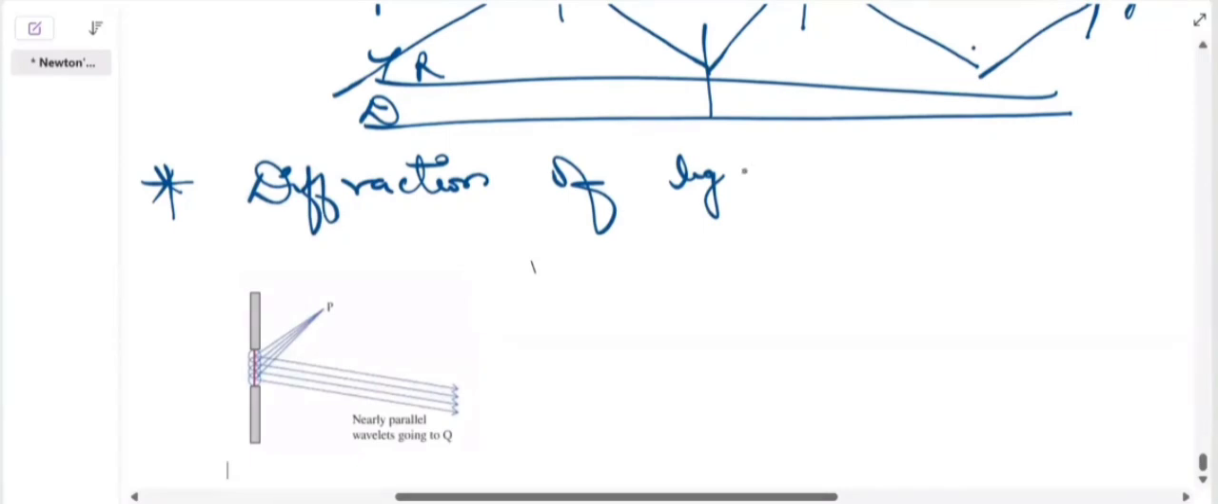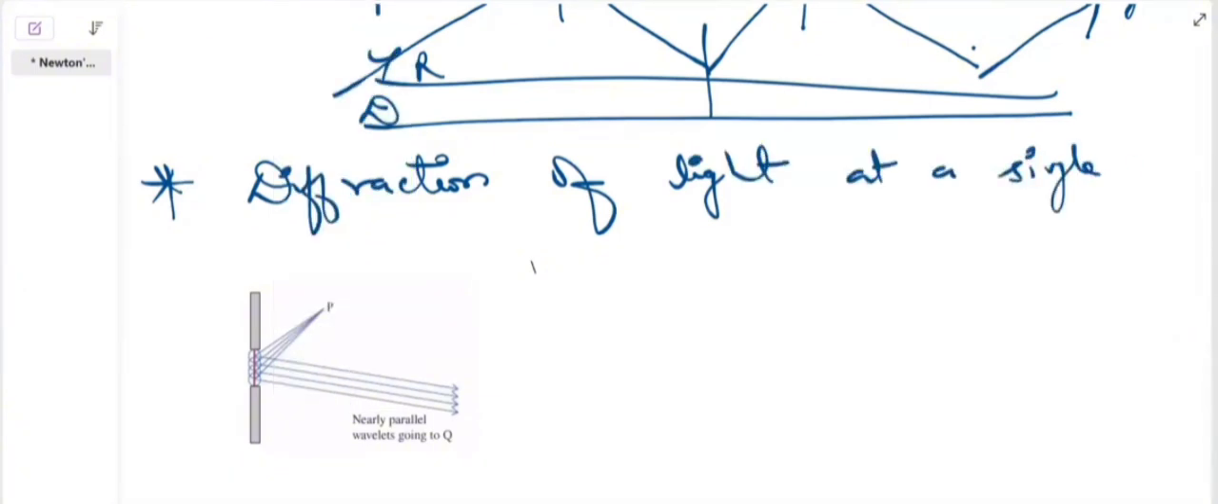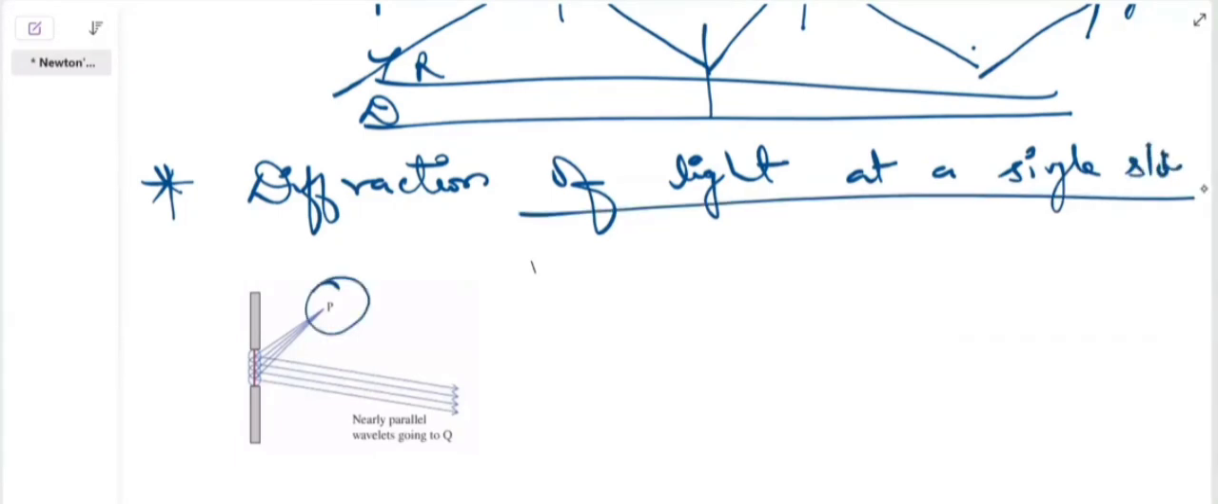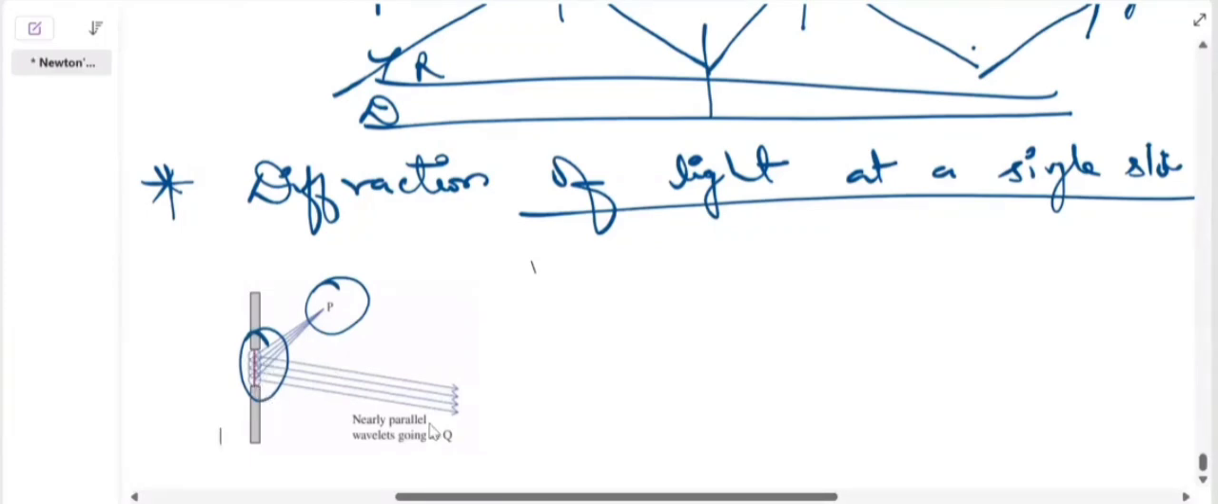Can you see this picture? This is diffraction of light at a single slit. From the source P, when the light comes over this particular slit, what will be happening here? You will see a wavefront pattern has been created, and they will give you nearly parallel waves out of each wavelet, which is going to the point Q. Any doubts?